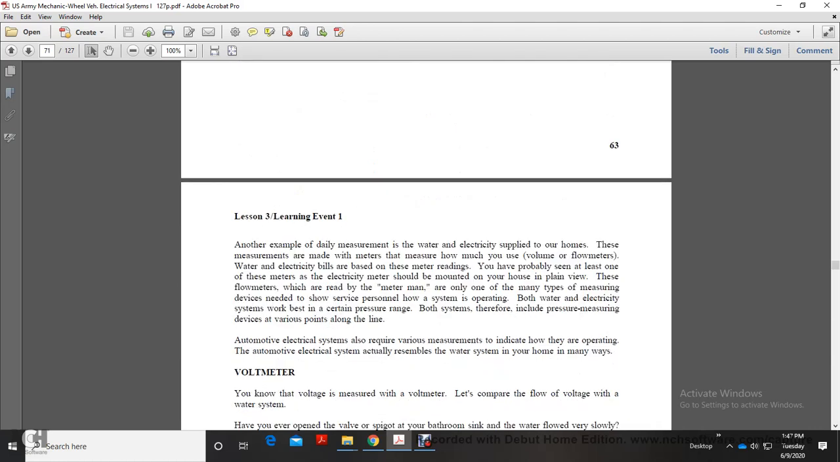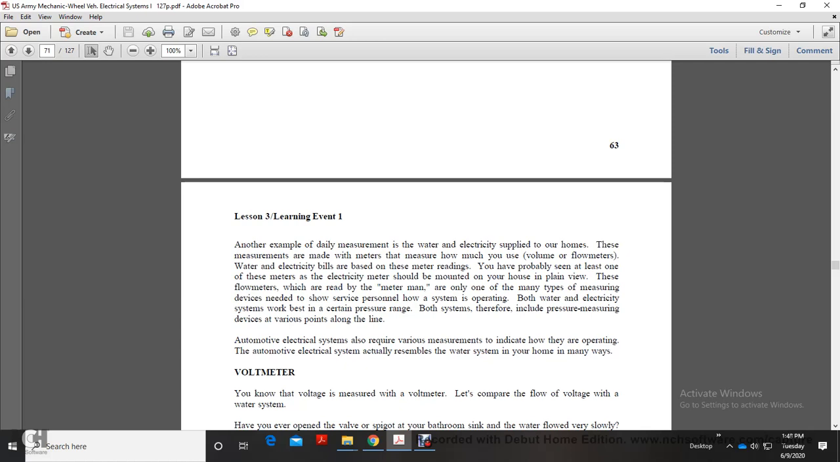Another example is the daily measurement of the water and electricity supplied to our homes. These measurements are made with meters that measure how much you use, such as flow meters for water and electricity, and your bills are based on these readings. You have probably seen at least one of these meters, as the electric meter is mounted on your house in plain view. These flow meters are read by the meter man, and many types of measuring devices are needed to show service personnel how the system is operating.